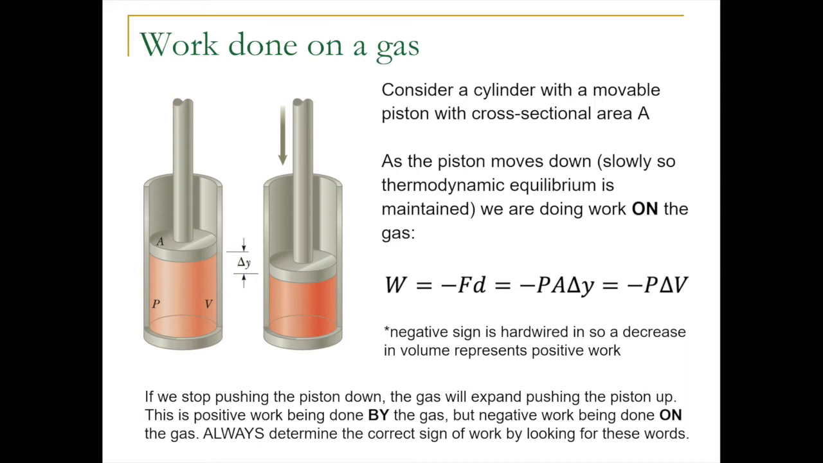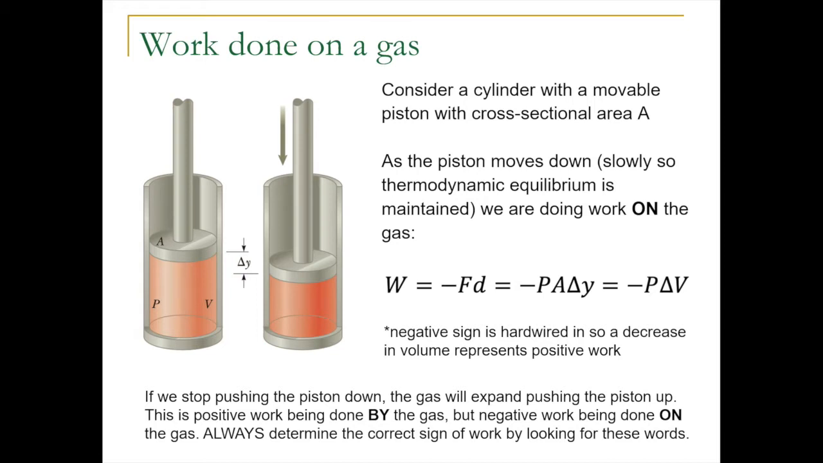Well, in this case, we're going to relate force to pressure, and understanding that pressure is equal to force per unit area, and the distance traveled in our case is delta y. Well, the cross-sectional area times this height is actually just the change in volume of the cylinder itself. So what we end up with for an equation for work is negative P delta V. Now this negative sign is a hardwired negative because we want to make sure that whenever we talk about work being done on the gas, that we understand that when a volume is being decreased, that there has to be work done on the gas to make that happen.